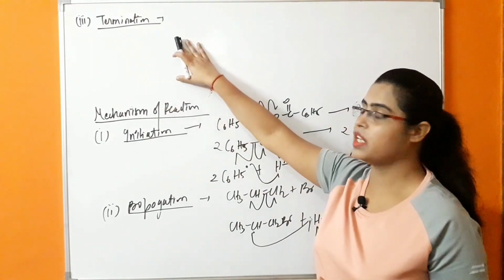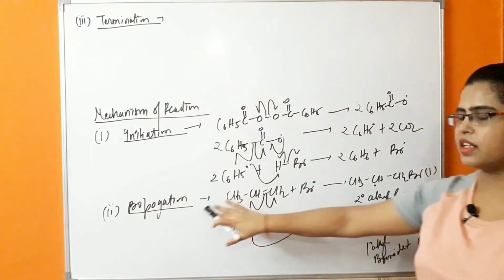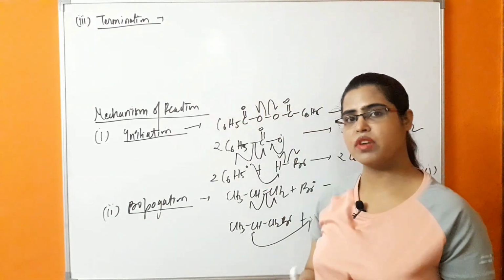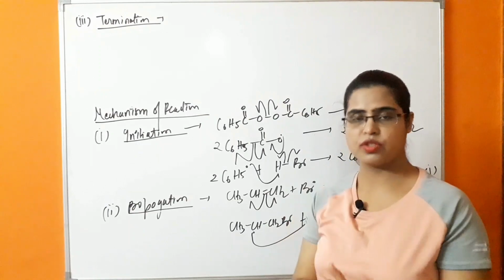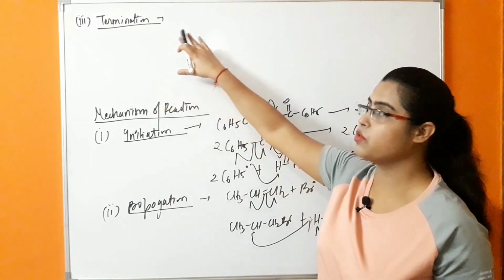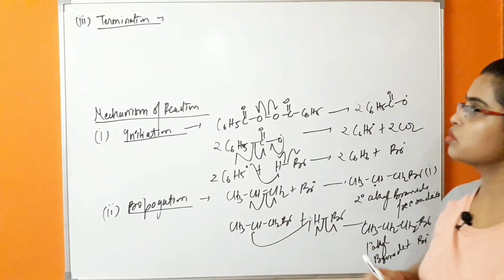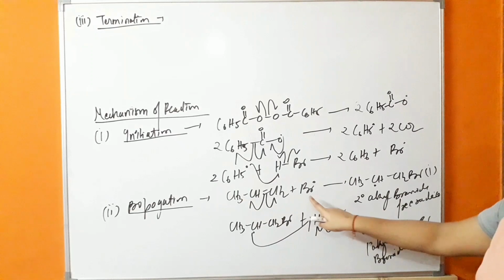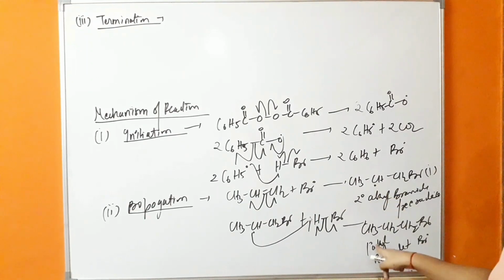Third step is termination of the free radical mechanism. All the free radicals which are generated in the propagation are terminated in termination. Otherwise, the reaction will continue to occur as a chain reaction. So, to stop the chain reaction, we have to terminate all the free radicals generated in the propagation. How many free radicals are generated in the propagation? That is Br free radical and 2 degree alkyl bromide free radical.